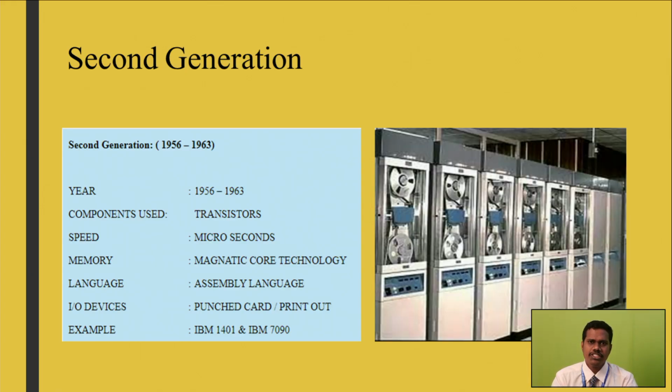The second one is the second generation computer, in the years 1956 to 1963. Here the component used is the transistor, the speed is microseconds, the memory used is magnetic core technology, and the language used is assembly language. The input output devices are punch card and printout, similar to the first generation. The examples are IBM 1404 and IBM 7094, which are the devices used in the second generation.